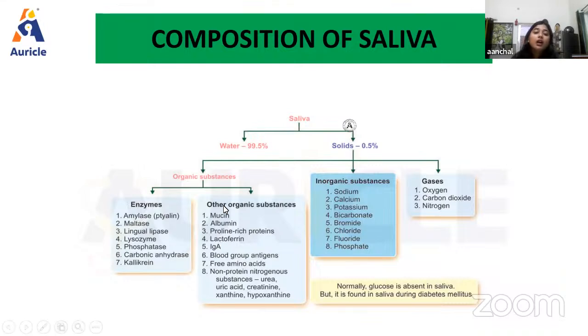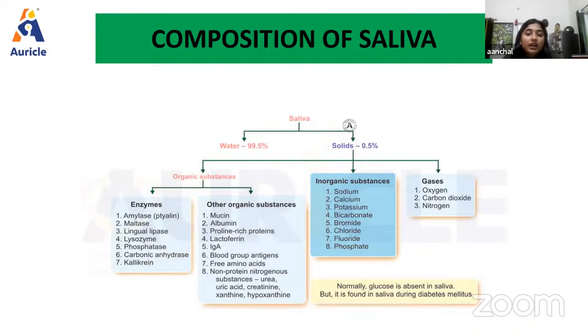Then next we have other organic substances, which include first mucin, then albumin, then proline-rich proteins, then lactoferrin, then IgA, then blood group antigen, free amino acids, and some non-protein nitrogenous substances like urea, uric acid, creatinine, xanthine, and hypoxanthine. Again, all the other organic substances also play a very specific and important role. That's why they are present inside saliva.